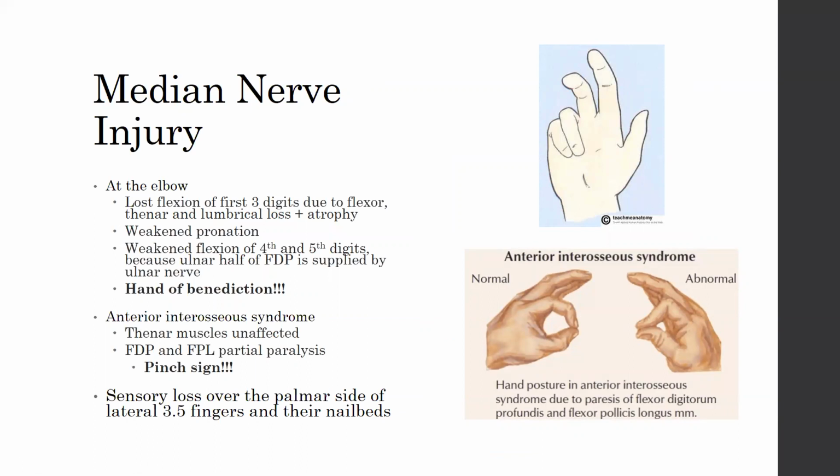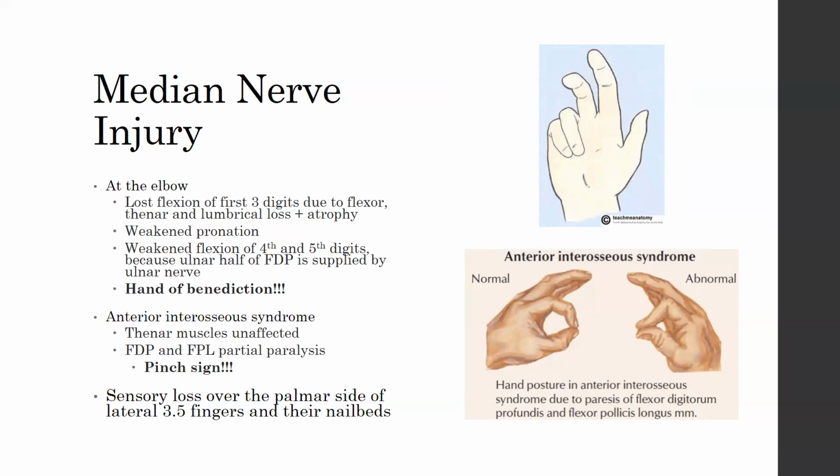If you lose the median nerve at the elbow, you're going to lose flexion of the first 3 digits. You can see the drawing in the top right is trying to make a fist. You're going to lose the lumbricals, and you might atrophy the thenar muscles and things supplied by the median nerve. You're going to get weakened pronation, which is done by the median nerve. But the reason you can make your 4th and 5th fingers go down is because, as I've said before, the ulnar head of flexor digitorum profundus is supplied by the ulnar nerve and not the median nerve. So they can still move, and that's how you get the hand of benediction, another triple exclamation mark.